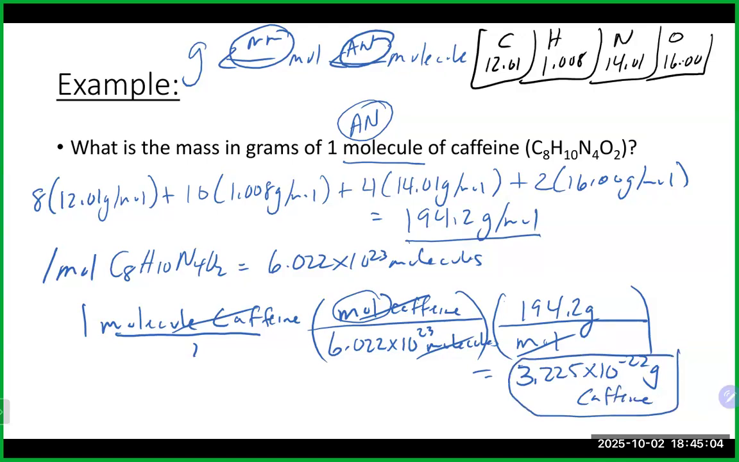Any questions on that one there? Questions on grams, moles, Avogadro's number. Again, grams to moles, moles to grams. Lots of places using that calculation for sure. Yeah. Any questions?